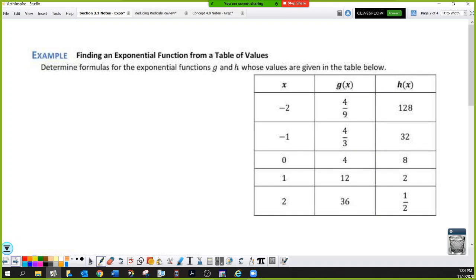So what we got going on here? I have a table of values. This table of values is representing x, y's for the functions g of x and h of x. Our job is to find the exponential equation for g of x and h of x. It's actually pretty easy to do. We know that they're both going to be of the form y equals a b to the x. We have 2 jobs: figure out the base and figure out the initial value.